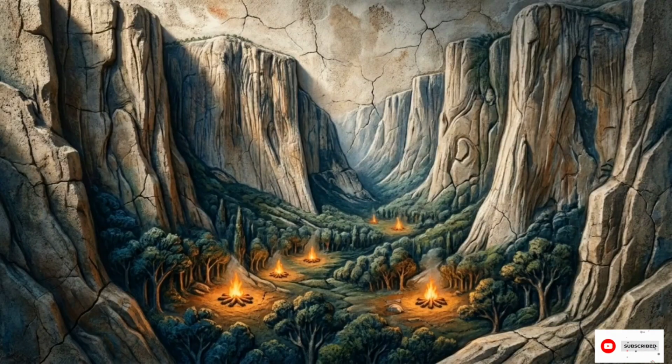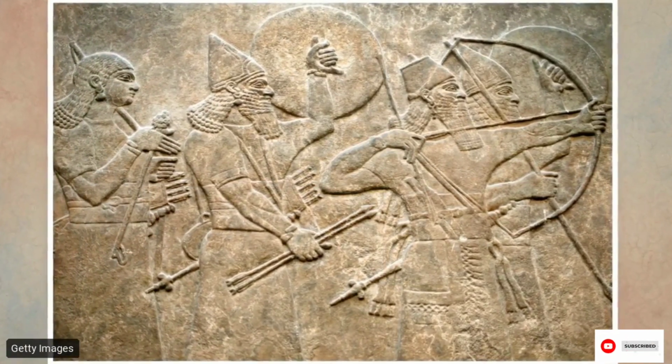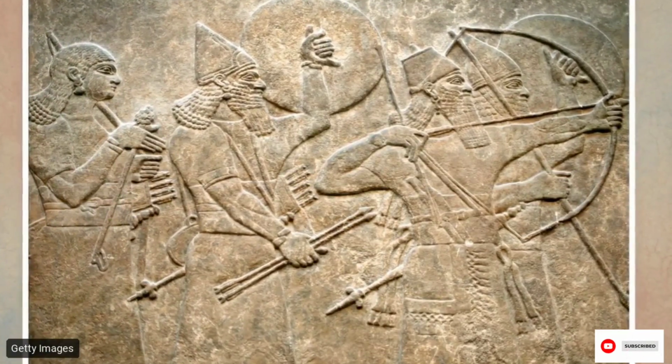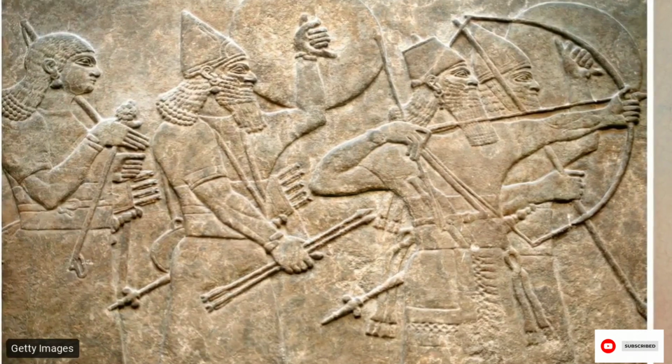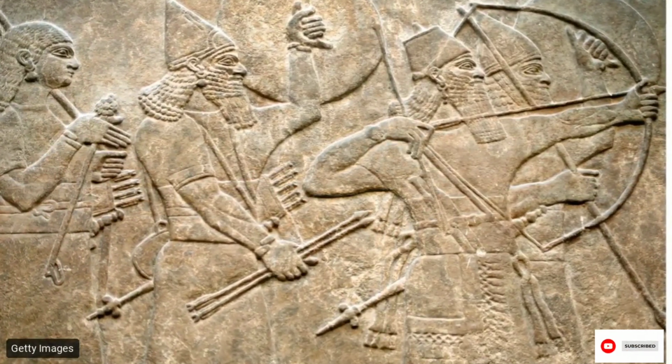For centuries, these towering rock walls acted as natural fortresses. Every valley housed a distinct tribe that operated with total autonomy. But that isolation left them incredibly exposed. As seen in this ancient relief, the neighboring Assyrian Empire possessed a highly organized, technologically advanced war machine. They routinely launched brutal raids into the Zagros Mountains to plunder grain, steal horses, and take captives.